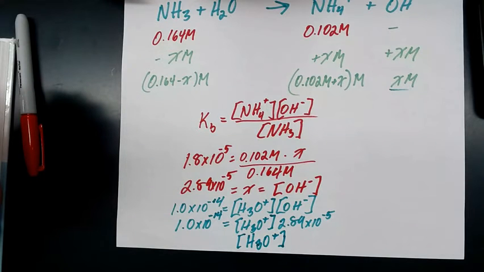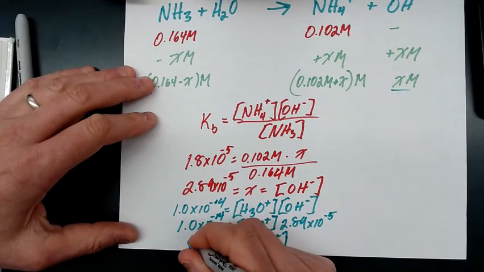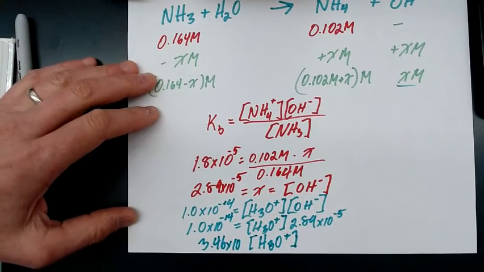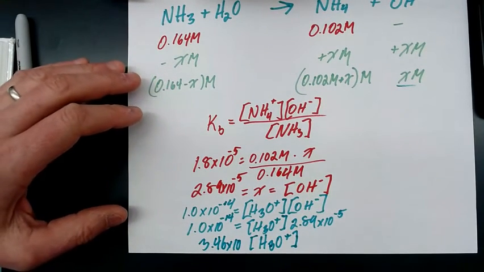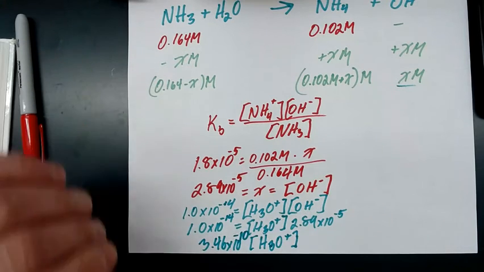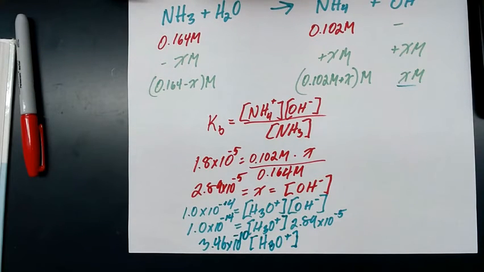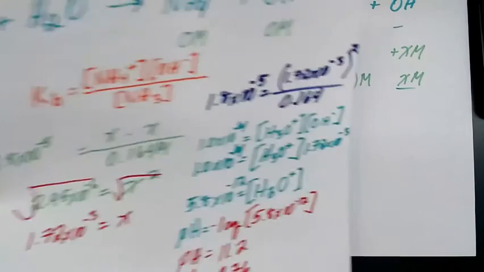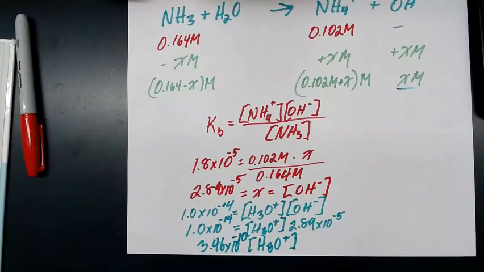what was my math on this one? 3.46 times 10 to the negative 10. So that's how many hydroniums I have. Well, over here I had it to the negative 12th, so I know my hydroniums went up as well, which makes sense. If my hydroxides are going down, my hydroniums should be going up.